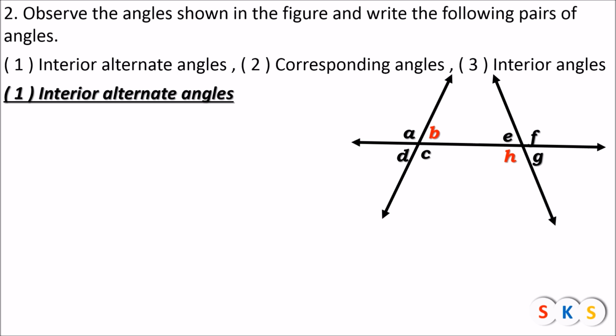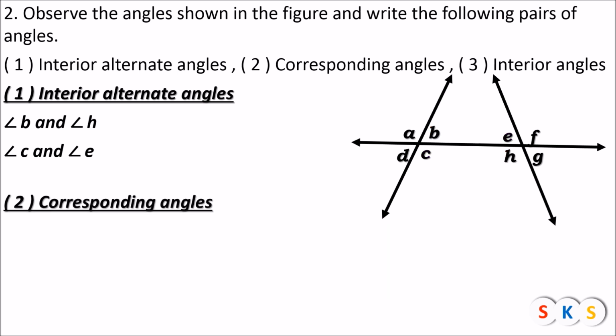Make a note that interior alternate angles are not on the same side of a transversal. So B and H, you can see the cross angle, angle B and angle H. Similarly, angle C and angle E are also inside the parallel lines and they are cross angles. They are not on the same side of a transversal. So what are interior alternate angles here? Let's write angle B and angle H, angle C and angle E.